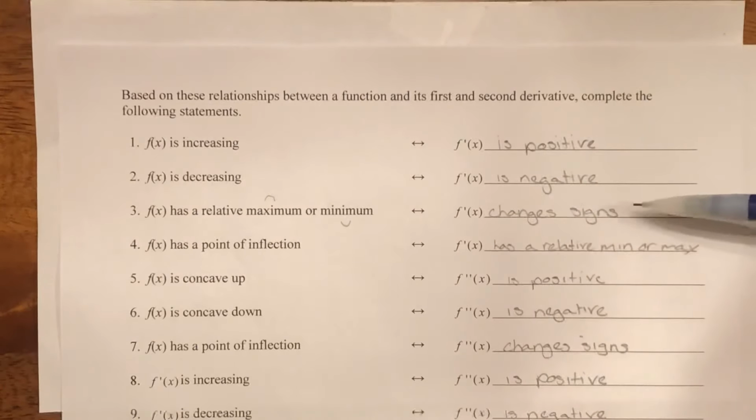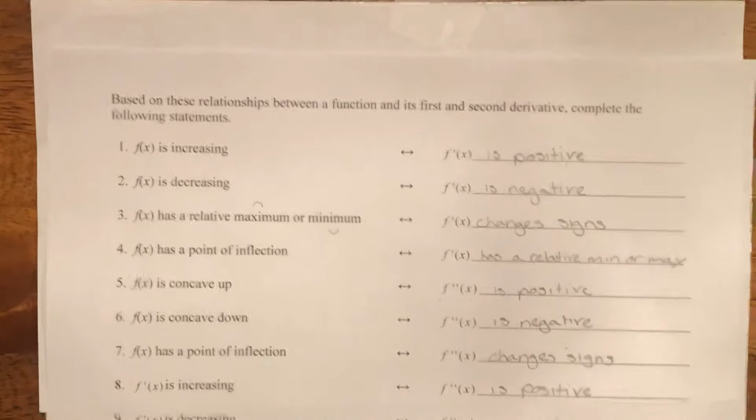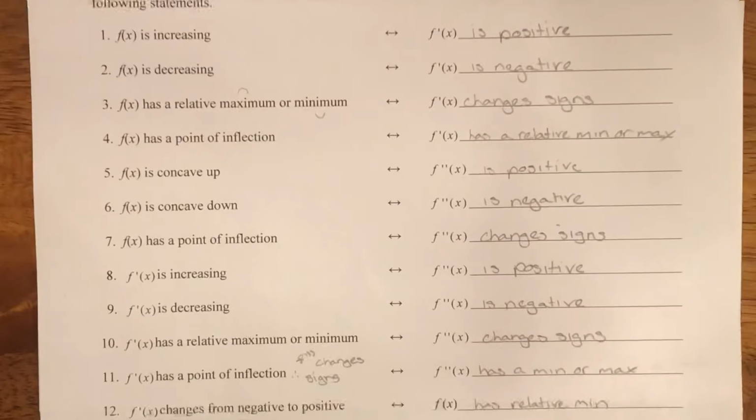These ones we do a lot, so we've got change of signs, has a relative min or max, is positive. I'm going to go to one that I think, like these are still pretty regular. F of x has a point of inflection, f double prime changes signs. By the way, I'm saying, oh, these are pretty normal ones that we do. That does not mean that they are easy. So make sure you know these connections.